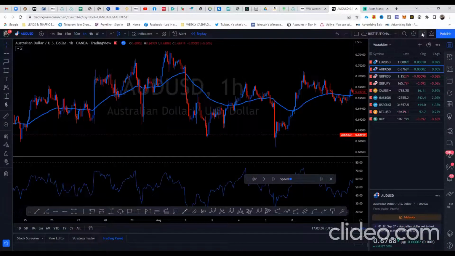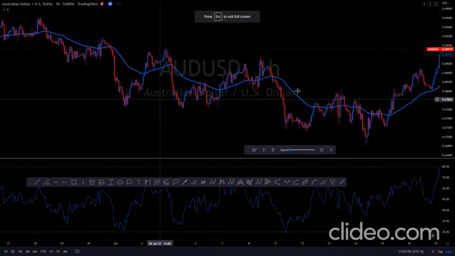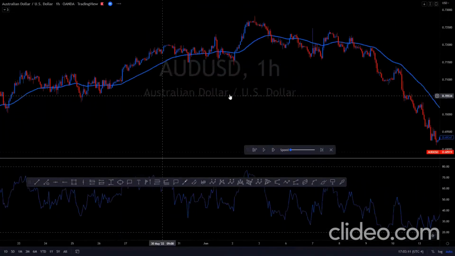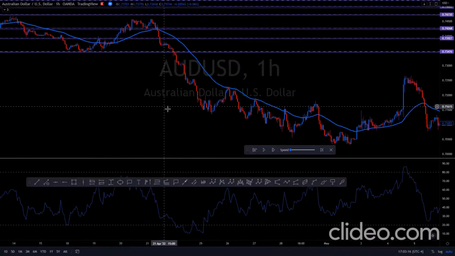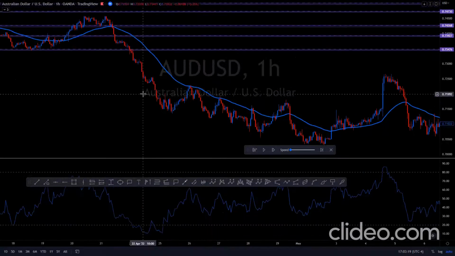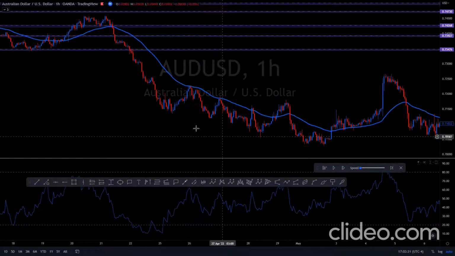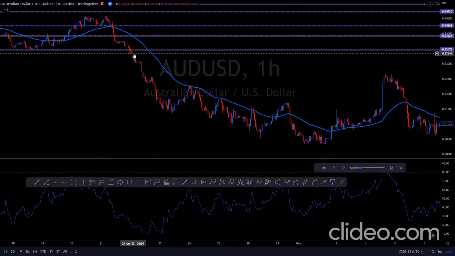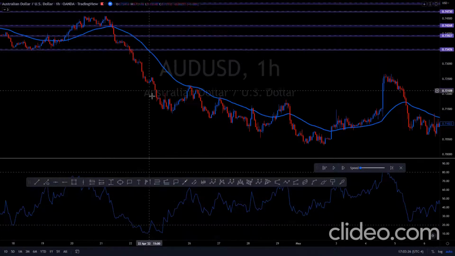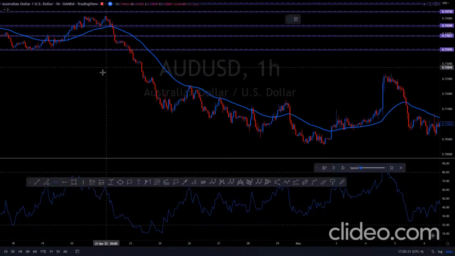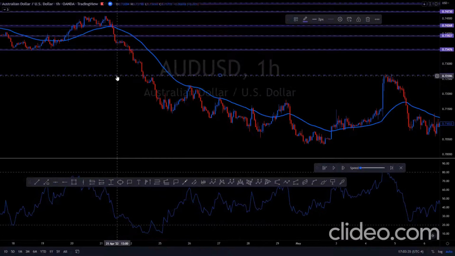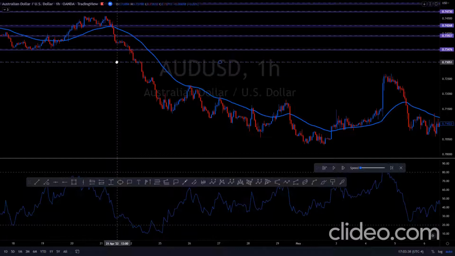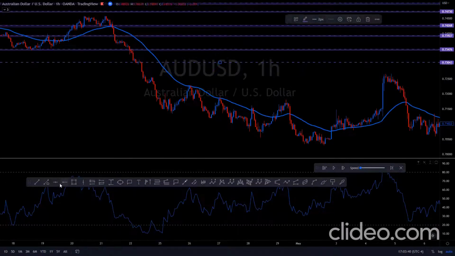Go to the 1 hour. And so we see price respected this area, retested, and went all the way down. And we see that this was a small base supply zone here. Really, I see one here. Small base supply zone here.